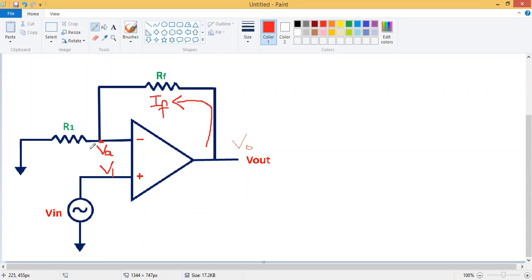Now because of this VA, some current is flowing. That current I call I1. Now applying KCL at the node VA, I1 is equal to IF. If you write the equation for I1, then it is VA minus 0, divided by the resistance R1, that is, VA minus 0 by R1.